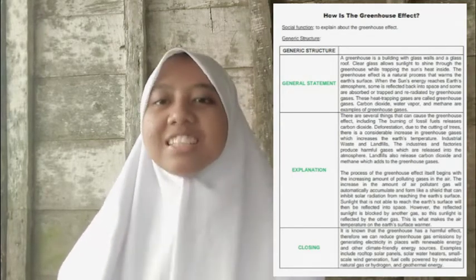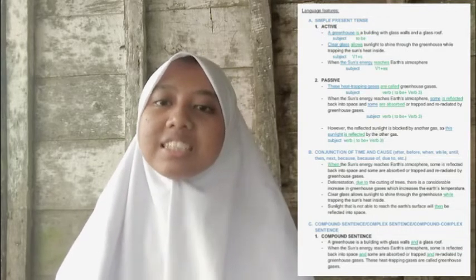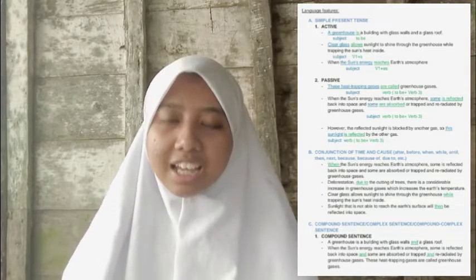Okay, after we analyze the structure, let's continue to the analysis of the language features. A. The simple present tense. There are two kinds of sentences, active sentence and passive sentence. Active sentence, here is an example. A greenhouse is a building with glass walls and a glass roof. A greenhouse is the subject and is is the to be. The second example is: clear glass allows sunlight to shine through the greenhouse while trapping the sun's heat inside. Clear glass is the plural subject and allows is the verb.